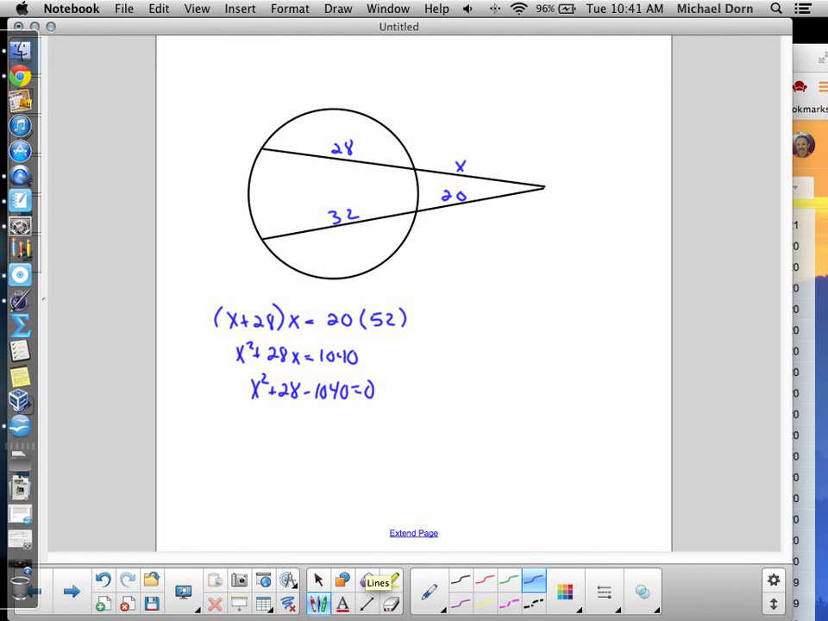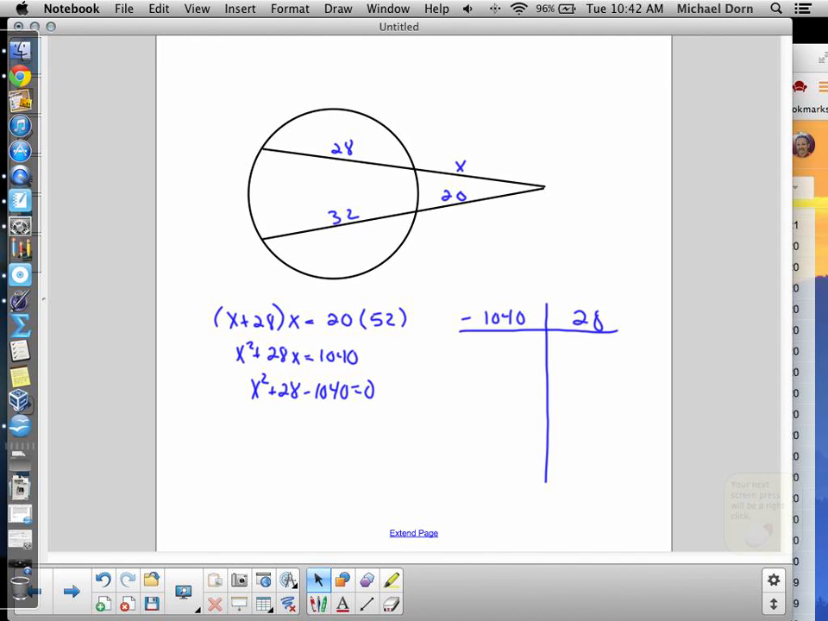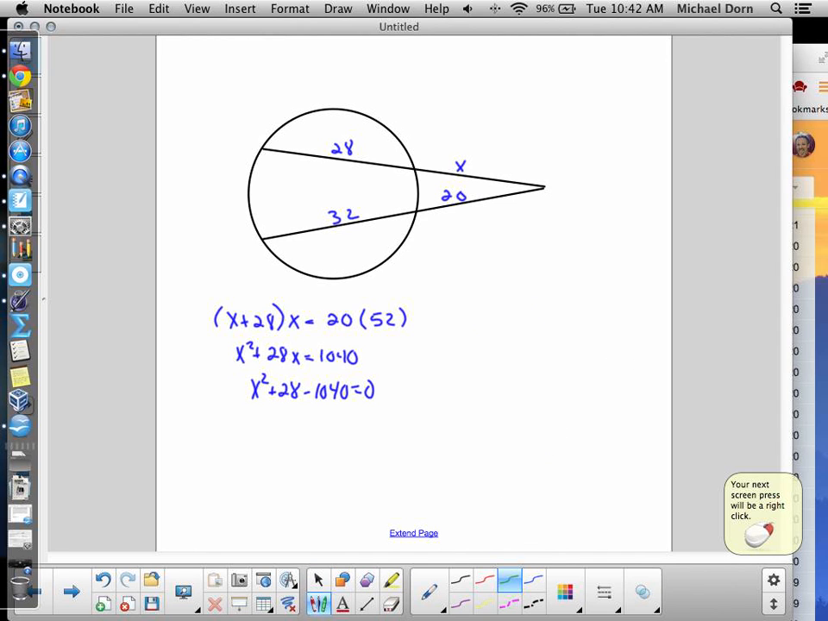Oh dear. That's going to be a tough one to factor, isn't it? But let's see what we can do. 1040 is an awful big number. My sum has to be 28. So I'm not going to start right with the 1s and 2s and stuff like that because that's not going to get me anywhere. In fact, when I get numbers that big, a lot of times I'll just go straight to quadratic formula, because quadratic formula is going to give me the answer every time.